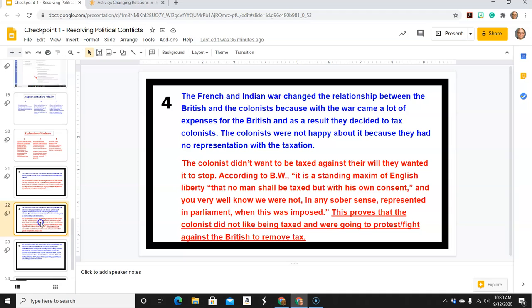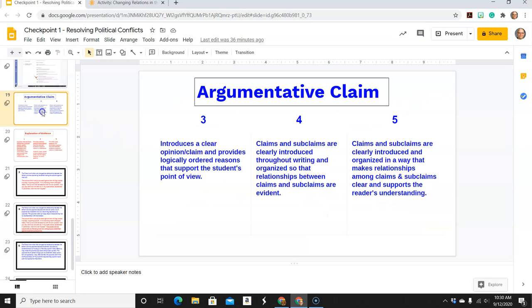Let's take a look at a 4 argument of claim. The French and Indian War changed the relationship between the British and the colonists because the war came with a lot of expenses for the British, and as a result they decided to tax the colonists. The colonists were not happy about it because they had no representation with the taxation. That's a 4 because there's a subclaim, which is an added detail explaining the situation. And this person explained the relationship.